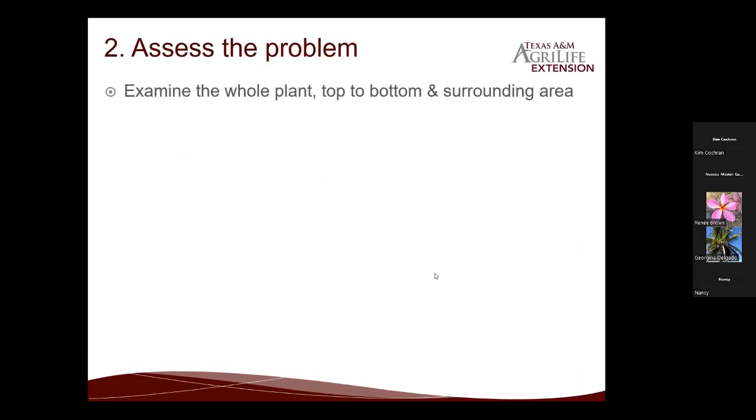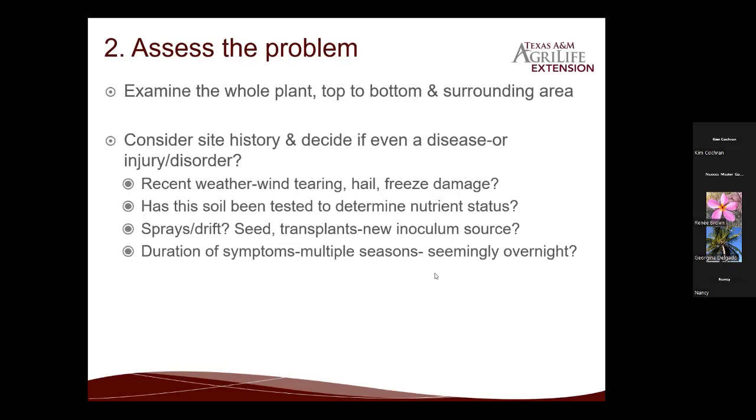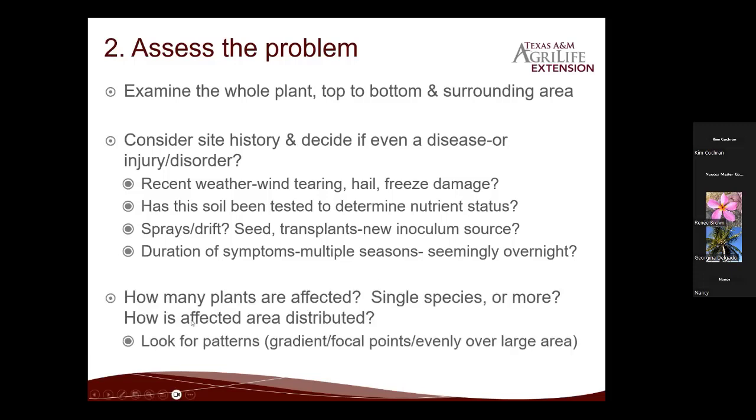Assessing the problem is examining the whole plant, top to bottom, and the surrounding area. Ask questions about the site history, like weather events, any sprays or drift potential, and how long has this happened? Generally, if it was seemingly overnight, that's going to be an abiotic problem. If it took time to progress, then it's going to be a pathogen. And how many plants are affected?